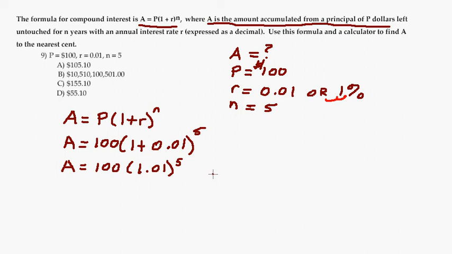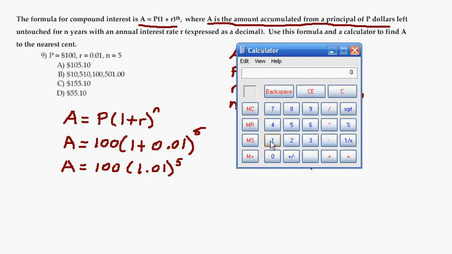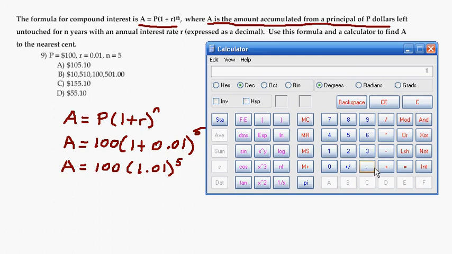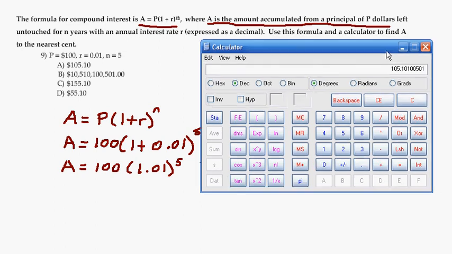The next thing we would do is take 1.01 to the 5th power. Let me use the scientific calculator. Okay, let's try it again. 1.01 to the 5th power equals, that's a pretty big decimal there. I'm not going to write that down. I'm just going to go ahead and do the next thing, which is multiply by 100. Times 100 equals, and it looks like I have 105.1010 and some other decimals.